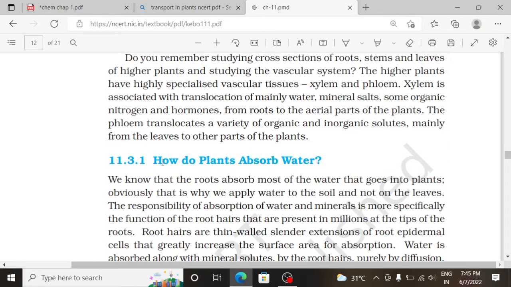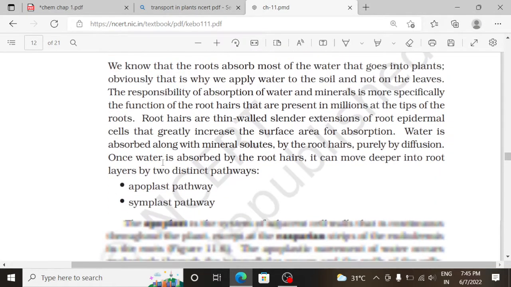Do you remember studying cross sections of roots, stems, leaves of higher plants and studying the vascular system? The higher plants have highly specialized vascular tissues, that is xylem and phloem. Xylem is associated with translocation of mainly water, mineral salt, some organic nitrogen and hormones from roots to the aerial parts of the plant. The phloem translocates a variety of organic and inorganic solutes, mainly from the leaves to other parts of the plant.